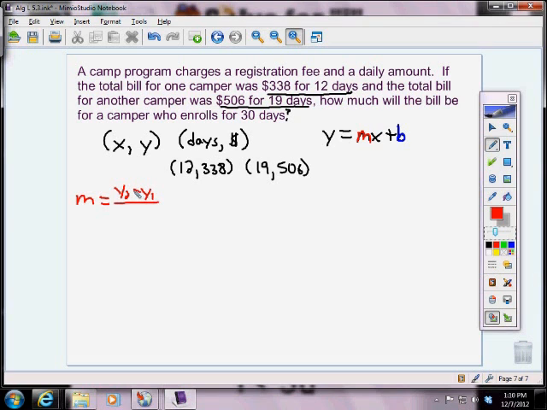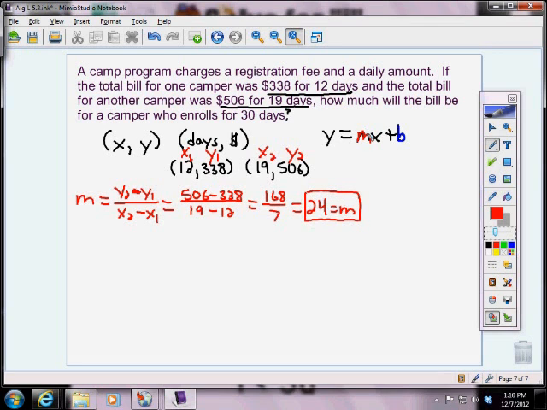y2 minus y1 over x2 minus x1. Our 2 points here, this is the x value, this is the y value. I'm just going to label this the first point and this the second point. y2 is 506 minus our y1, which is 338, over x2, which is 19, minus x1, which is 12. 506 minus 338 is 168. 19 minus 12 is 7. If we take 168 and divide it by 7, we get an answer of 24. So our slope is 24.